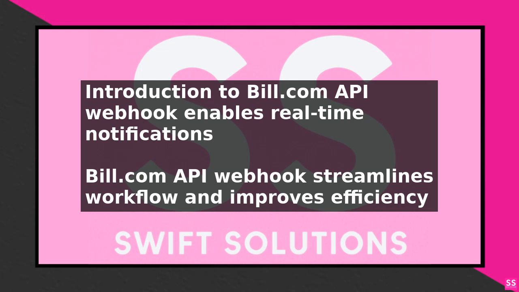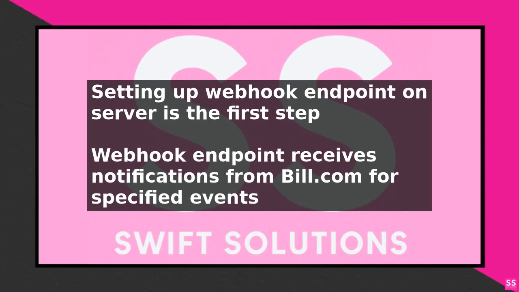Setting up the webhook. To start using the Bill.com API webhook, you need to set up a webhook endpoint on your server. This endpoint will receive notifications from Bill.com whenever a specified event occurs. You can choose from a variety of events, such as when a bill is paid or when a vendor is created. Once you have set up your endpoint, you can configure the webhook in the Bill.com API settings.